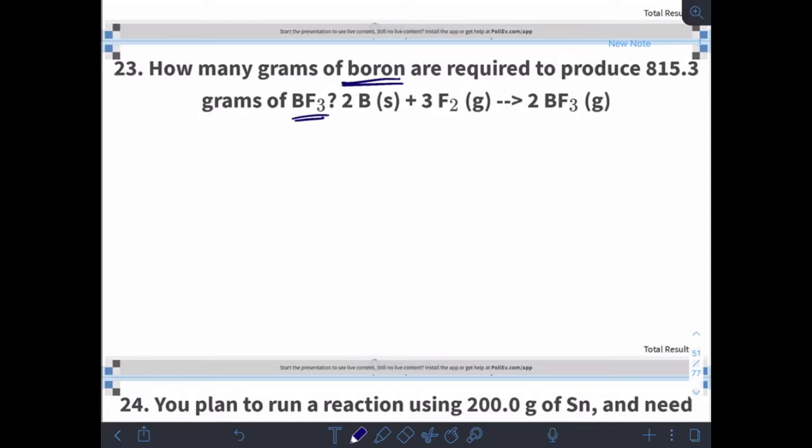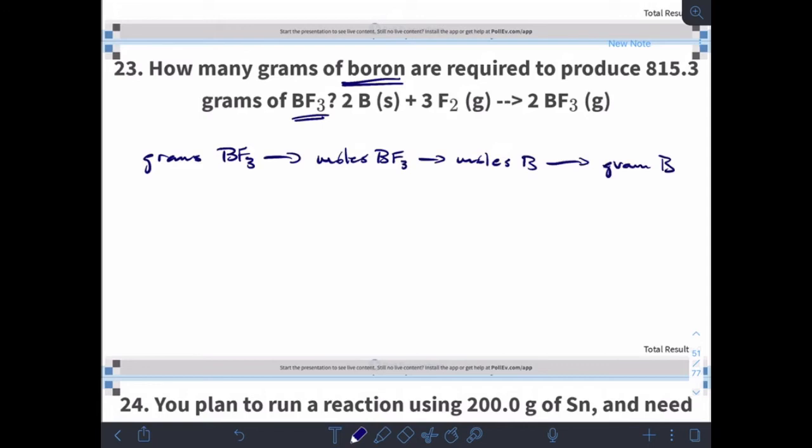Right, but if I'm starting from grams of boron trifluoride, and I'm going to grams of boron, that means that I have to convert to moles first. So let me write this out instead of just using words. Grams of boron trifluoride to moles of boron trifluoride to moles of boron to grams of boron.